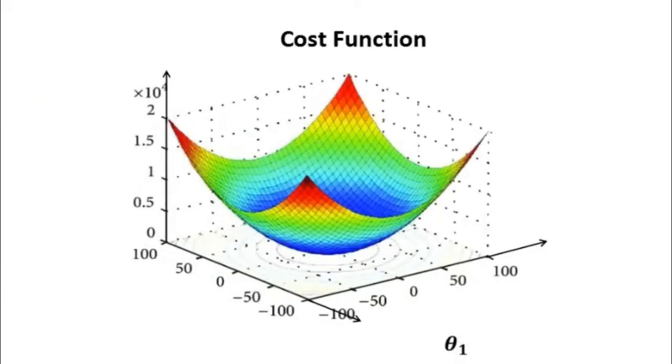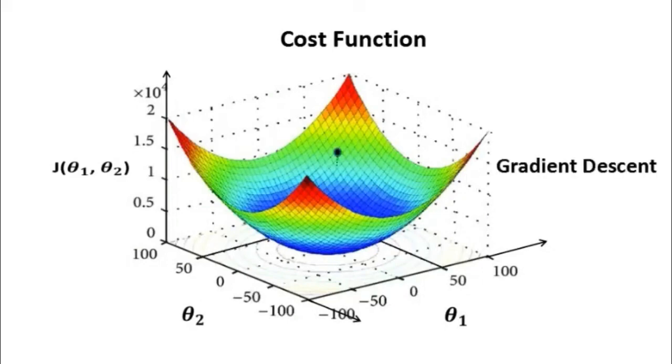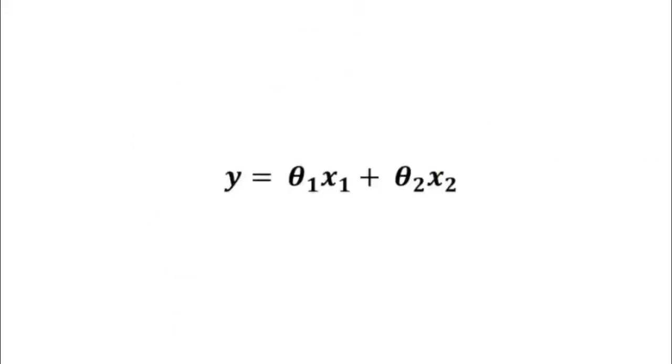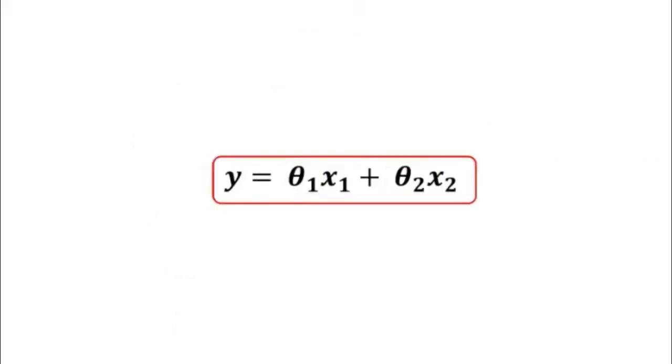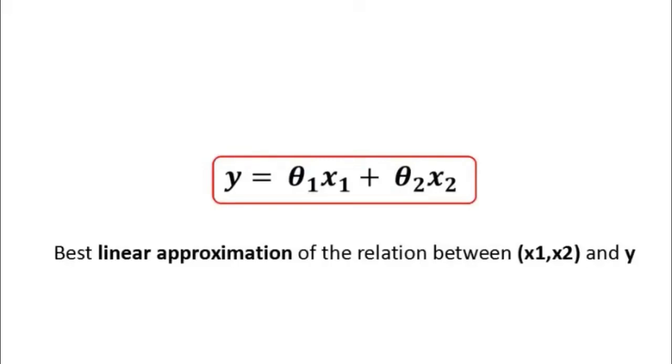The cost function for this problem would look something like this. On one axis there is theta1 and we have theta2 on the other, and the value of cost function j, which is a function of theta1 and theta2, lies on this axis. Now to find optimum value of theta1 and theta2, we start with any random values of theta1 and theta2, then we run gradient descent iteration to update the parameters, and after a lot of steps we finally reach the value of parameters for which cost function assumes minimum. Such a pair of parameters makes this model best linear approximation of the relation between features and target.